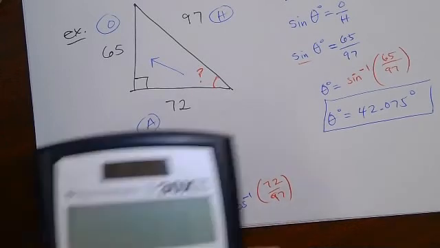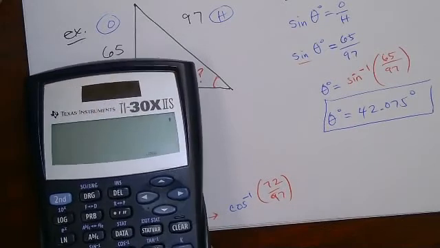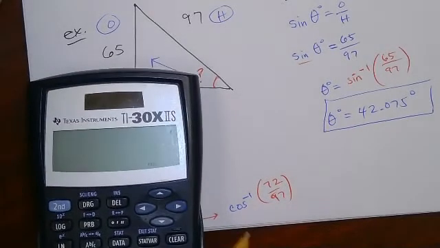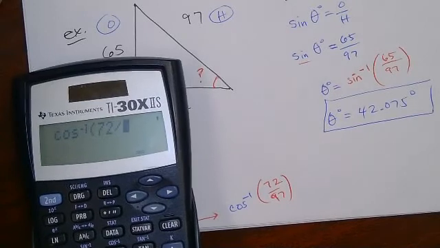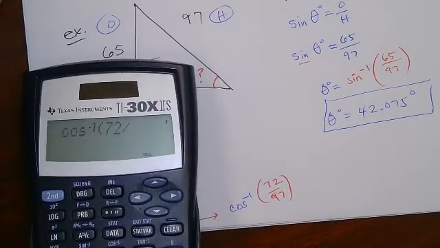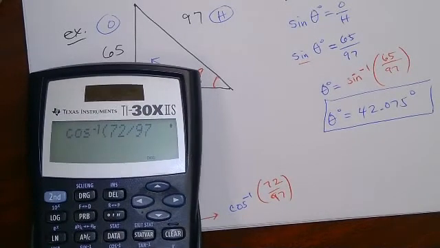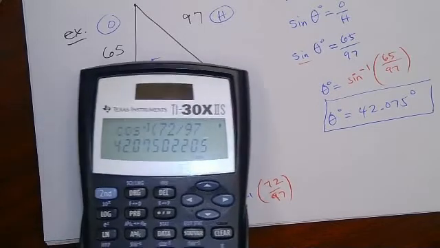What is it going to give you if you do cosine inverse? Second function, cosine inverse of what? 72 divided by what? 97?